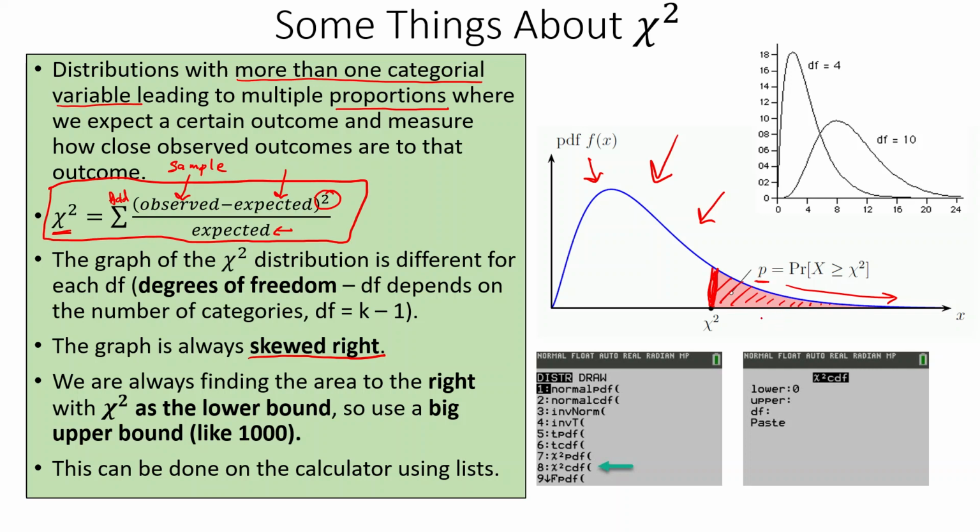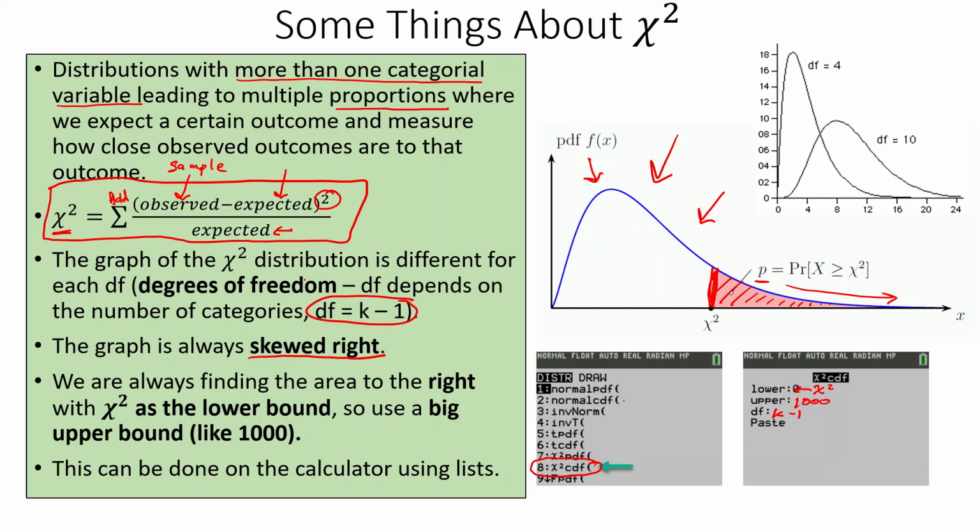All right, the way we find that area is, well, instead of normal CDF, now we're going to use the Chi-Squared CDF, which is on the same menu, but it's number 8. And when we get there, it's going to ask for our lower bound. This is where we put what we got for chi-squared. Our upper bound, we just put something big like 1,000. And our degrees of freedom is the number of categories we have minus 1.